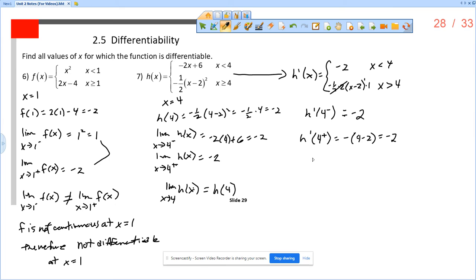So of course, we get that h prime of 4 from the left is equal to h prime of 4 from the right. Therefore, h is continuous and differentiable at 4. So h is differentiable at all values of x, all real numbers.